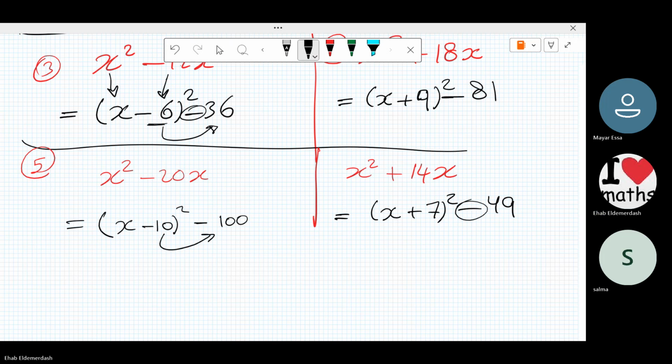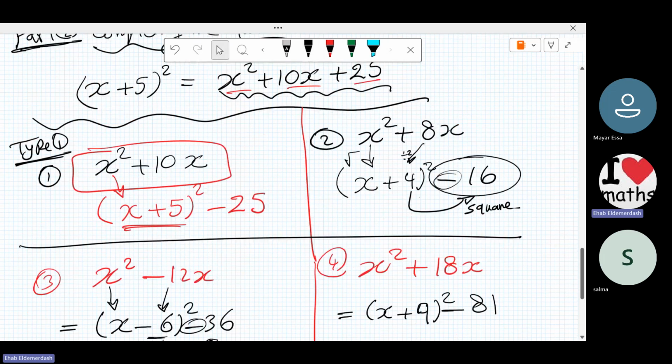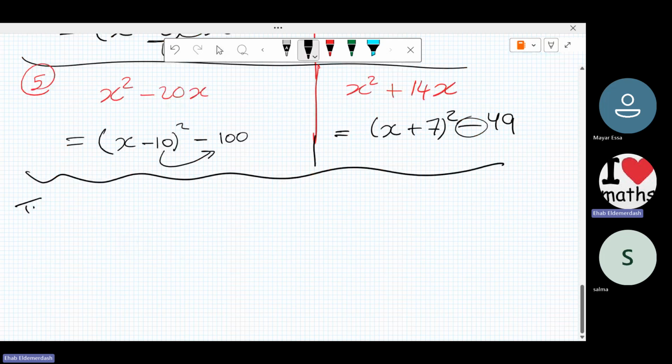اتفقنا? Am I clear? Once we did this one, it was part number 1. تعالوا let's go for part 2 or type 2. Did you understand the first type? It's okay. طيب let's go to the second type. Type 2.